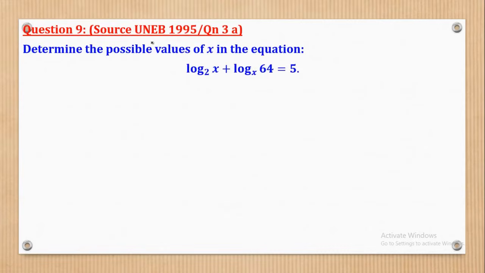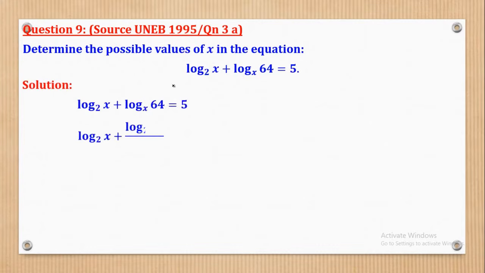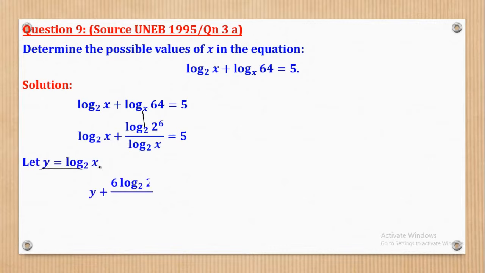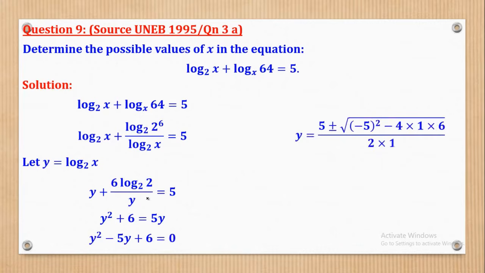Question 9 came from UNEB 1995, paper 1, question 3a, and says, determine the possible values of x in the equation that. So still we shall follow the same procedure. Convert all to base 2 to come up with that. Let y be equal to log base 2 of x, therefore substitute to come up with that. Multiply throughout by y to come up with that, because this is 1, so that is why you see only 6 here. Rearrange to get a quadratic in y.